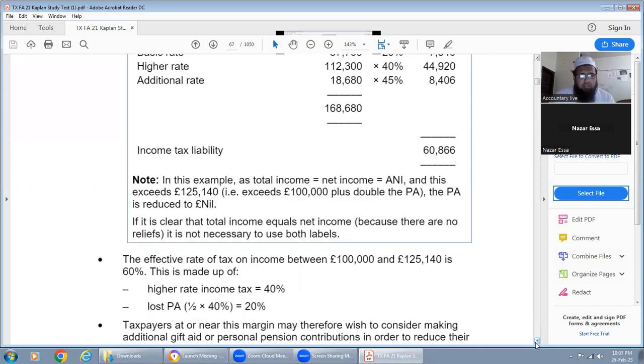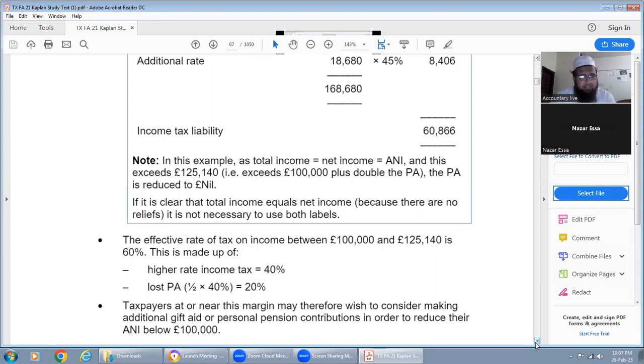If we look at the effective rate of tax on income between 1 lakh and 125,000, it is 60%. Higher rate income tax is 40%, plus lost personal allowance, which is half of 40%, so 20%. So he is paying 60% tax when he is earning between 1 lakh and 125,000.